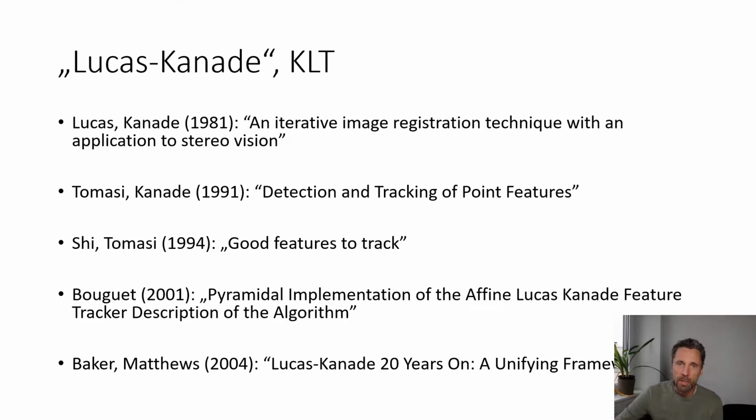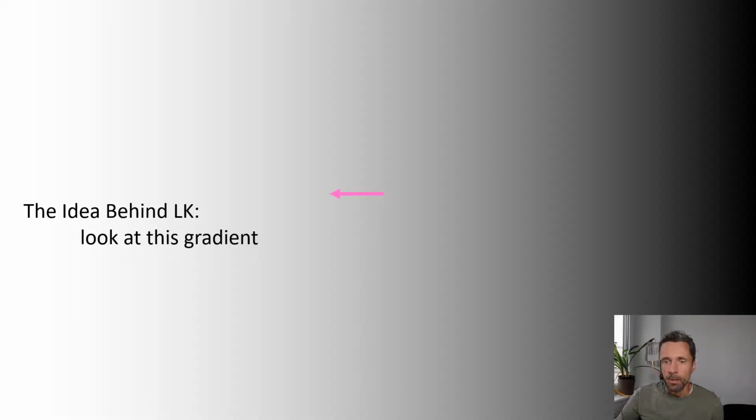You will find many different references to that tracker. This is the main, or the first paper, but it has been augmented or extended by different people in different publications. For example, OpenCV implemented a pyramidal implementation of that tracker. I would suggest reading this paper by Matthew Baker, which gives you a nice introduction and history of that tracker. The idea behind the Lucas-Kanade tracker now is, let's consider this gradient, right?